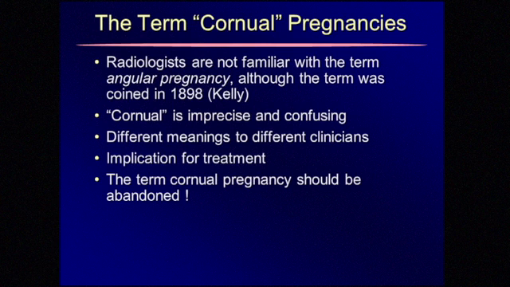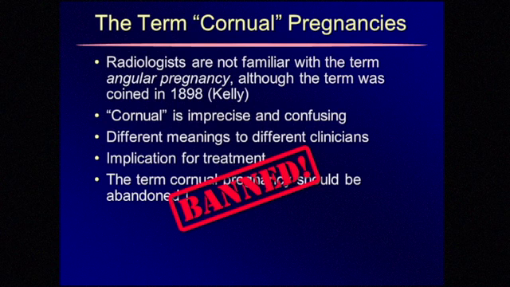So you can see that cornual is imprecise and confusing. It means different things to different clinicians, which has different implications for treatment for all of the different types of, quote, cornual pregnancies. So I propose that the term cornual pregnancy should not be used. We should be much more descriptive, and that term basically should be abandoned so that a patient does not get the wrong treatment, or so that there's no miscommunication among clinicians and radiologists.